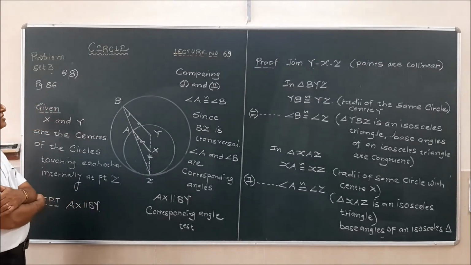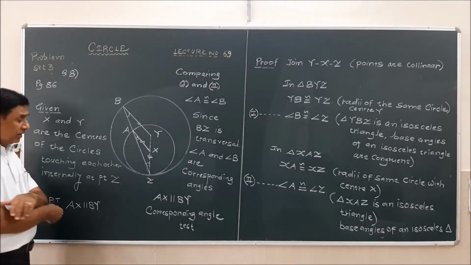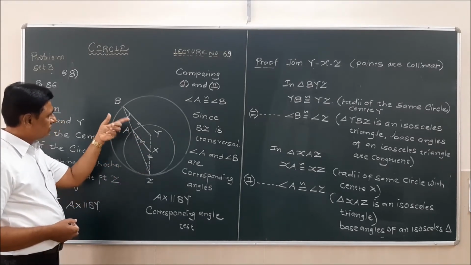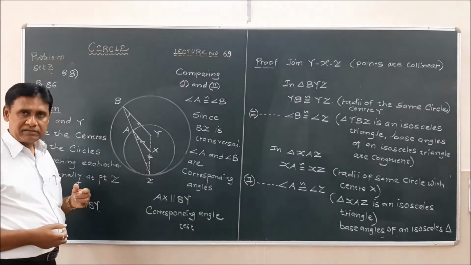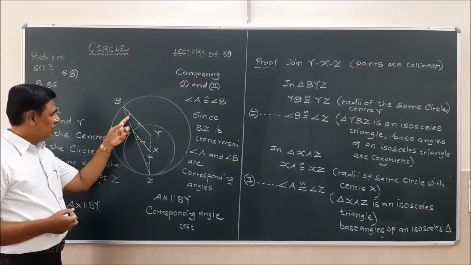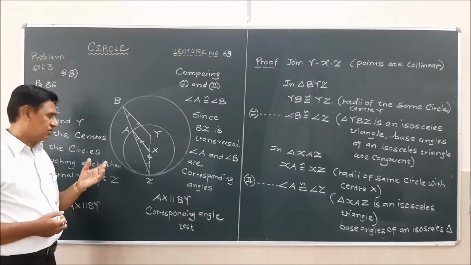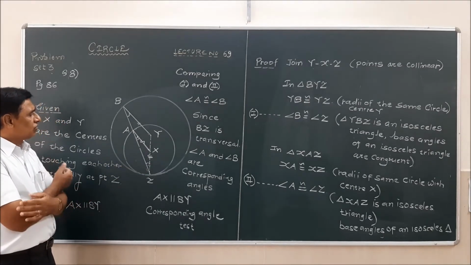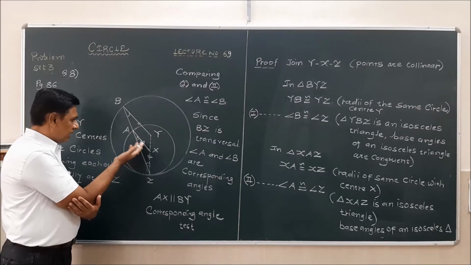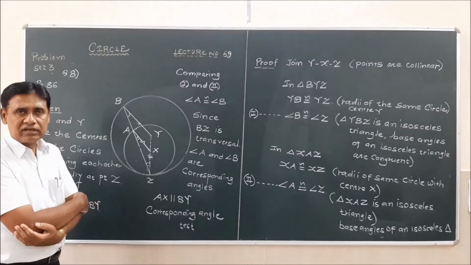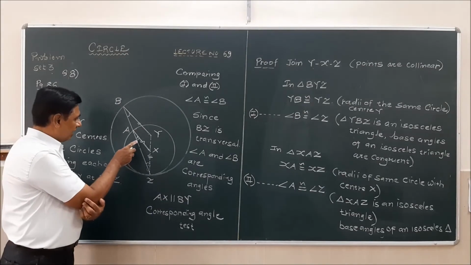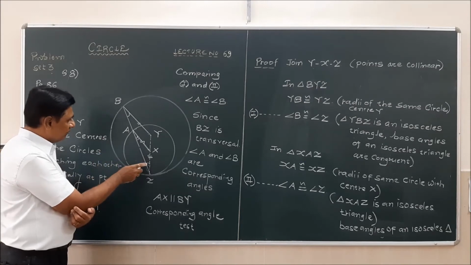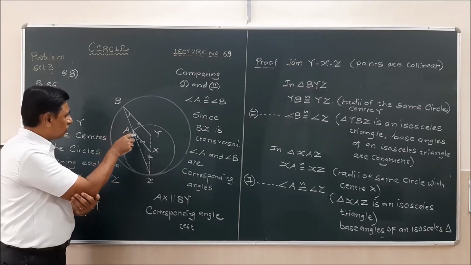Okay, please try to understand once again what happened here. In isosceles triangle BYZ, BY is equal to YZ, they are radii of the same circle. So angle B is congruent with angle Z, base angles of isosceles triangle. In the same manner, XA is congruent with XZ, radii of the same circle. Therefore angle A is congruent with angle Z, also base angles of an isosceles triangle. But Z is common. Therefore you will be getting B is congruent with A.